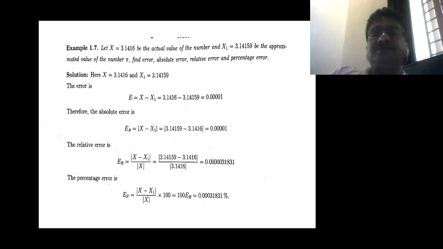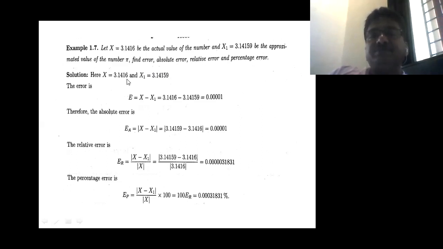Next example on the error, let 3.1416 be the actual value of number pi. Here is pi, and 3.14159 the approximate value of pi, the number pi. And then question is find error, absolute error. Error and absolute error both are same. Absolute error is also called error. So a relative error and percentage error.